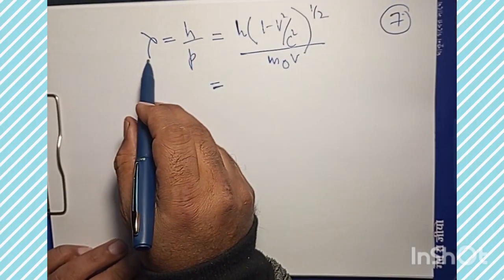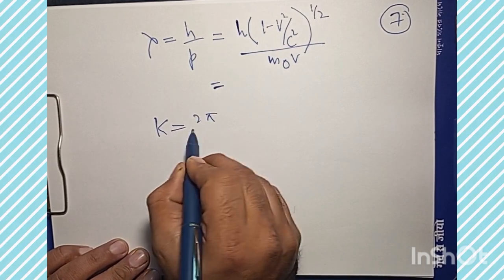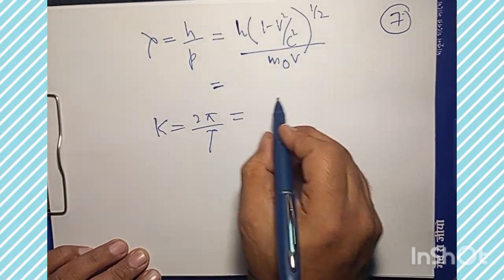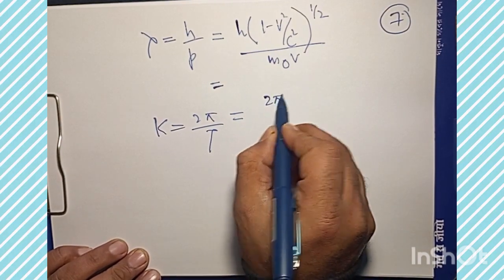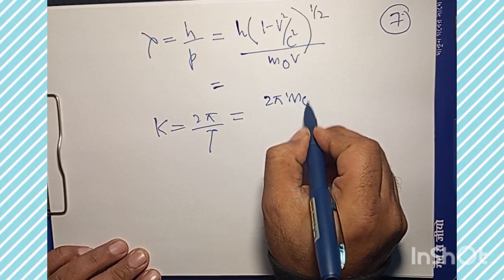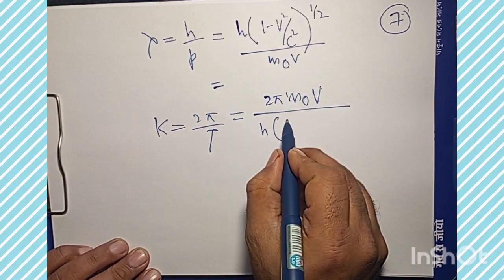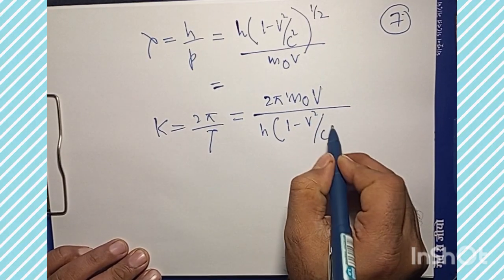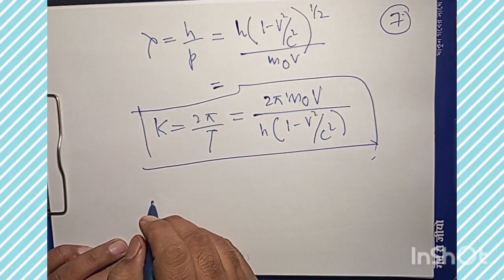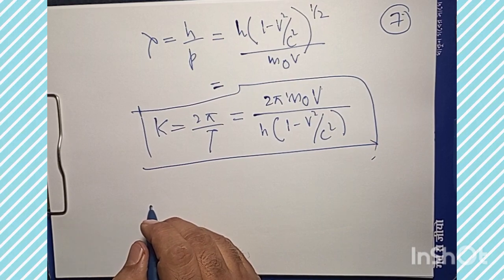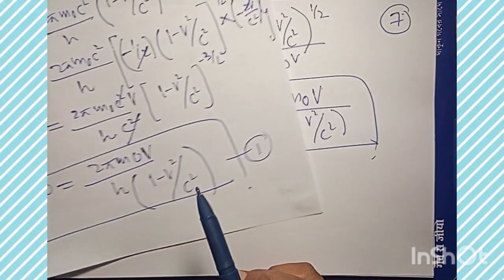So from here, this is my lambda, so what will be my k? My k is basically 2 pi by lambda, so that will be the reverse of it. So this will be 2 pi, this m naught v will stay in the numerator, divided by h times 1 minus v square by c square. So this is k, but what I have to find is dk, as we found d omega in the previous case, and we found it equal to this thing that we have obtained here.